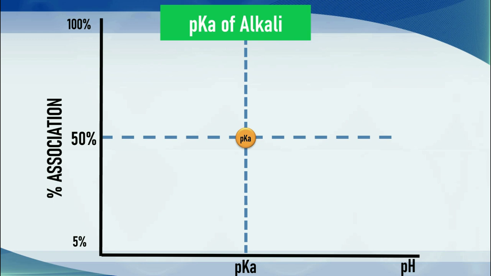Alkali are the opposite of acids. Again, the pKa is the pH at which the particle is 50% associated and 50% dissociated or ionized. As the pH falls, the compound becomes more ionized.